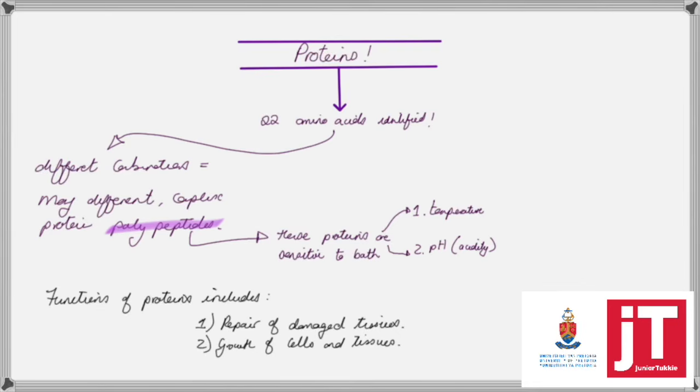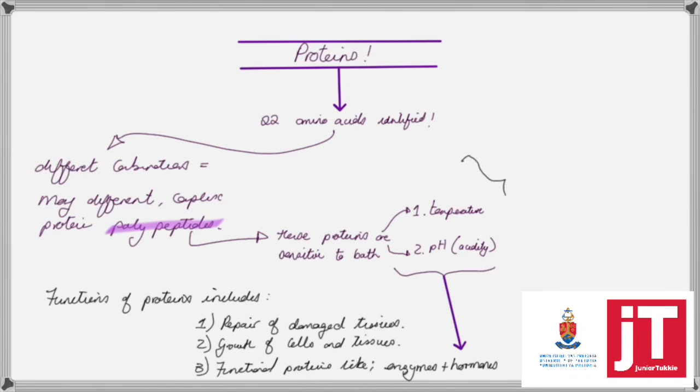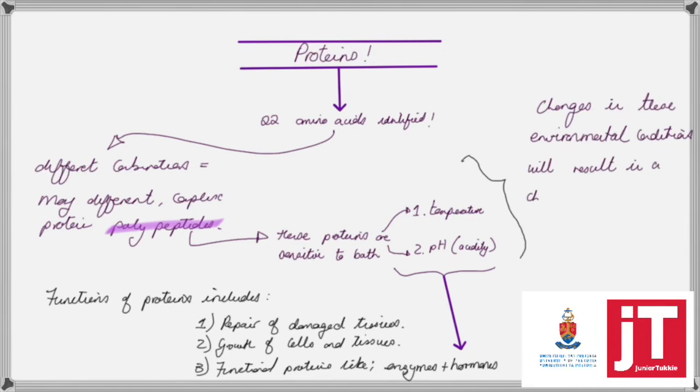Okay. The purpose of proteins in the animal cell or the animal body is for the repair of damaged tissue. This is true for plants as well. The growth of cells and tissues. And then, as I said before, they're functional proteins like enzymes and hormones. And they are definitely going to be susceptible to changes in their environmental conditions, which could change their shape. And we refer to this change in shape that causes this inactivation in order for them to do the function that they are meant to do as them being denatured, or they become denatured proteins.